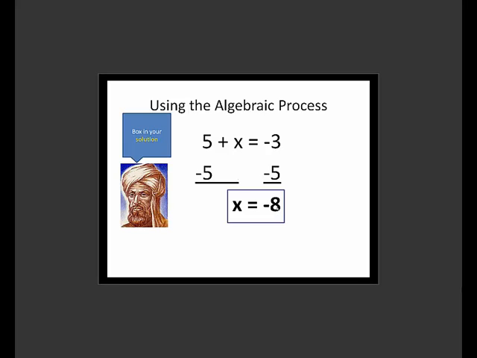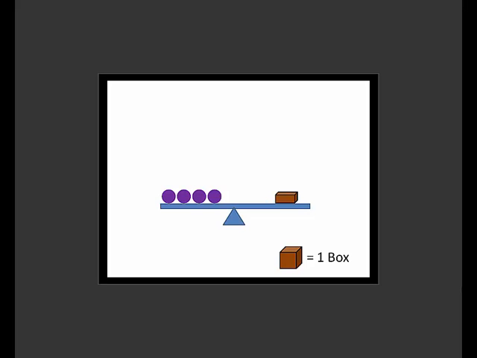I can always check my work. I could put -8, substituting for my original x, and 5 plus a -8 indeed is -3. So that does work out. And that's how you use the additive inverse to solve an algebraic equation. Let's try one more. But this time we're going to use the multiplicative inverse.